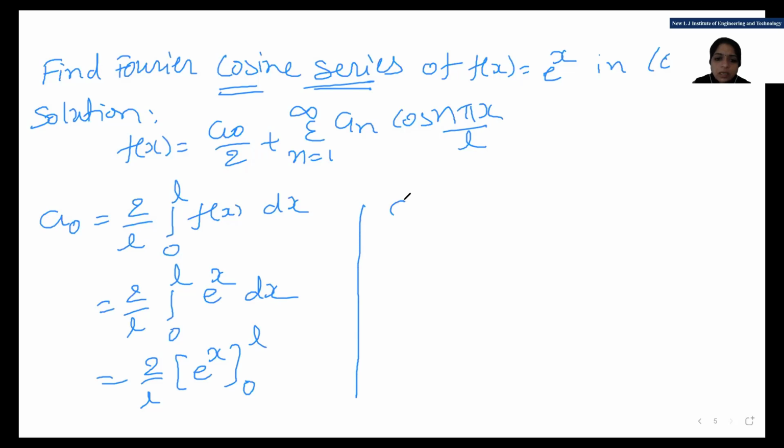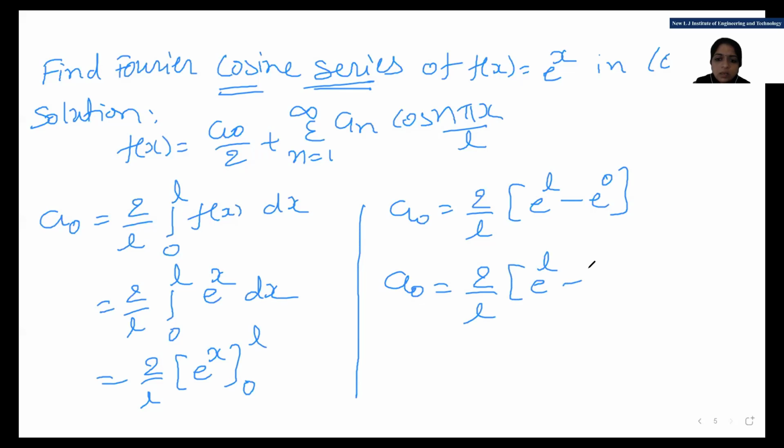Now a0 is equal to 2 by L e raised to L minus e raised to 0. So a0 is 2 by L e raised to L minus 1. Students, any doubt in the value of a0?